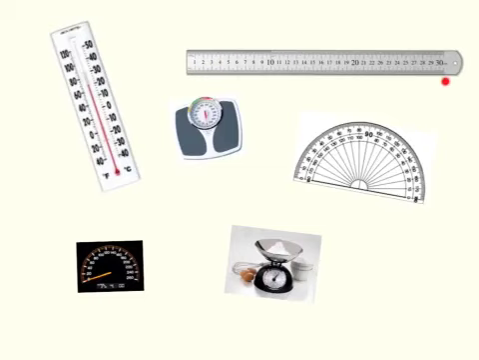A ruler has a number line. This is called a protractor and it has a number line going around it too. Kitchen scales, they have a number line going around there to weigh the amount of food. And also in a car, the speedometer has a number line that we use. So these are all examples of number lines that we use in our daily life.